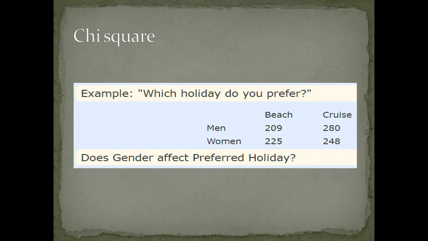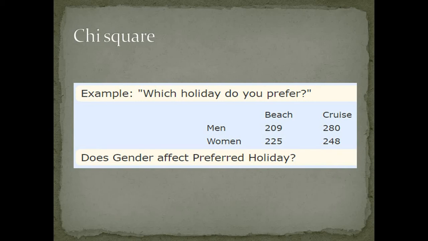The chi-square test is used when both your independent and your dependent variables are categorical, which means there are some categories. It is not continuous, it should not be metric, it must be non-metric, which means both the independent and dependent variable have to be non-metric.